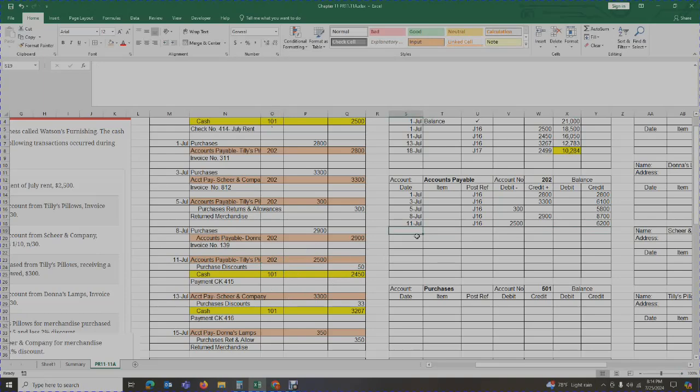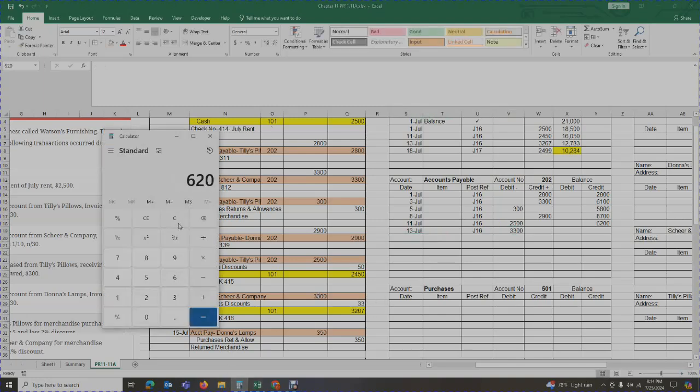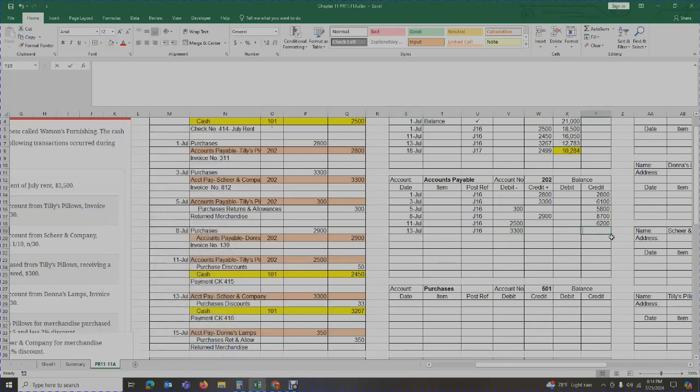Then we're going to go to July 13. It's journal 16, and we have a debit of $3,300. So I've got 6,200 credit minus 3,300. Now I have a $2,900 credit balance. So what does this mean on accounts payable? It means that we start off with 2,800, it grew, and then it's going down because we're making payments to those vendors. We're going to go back and we're going to put 202.